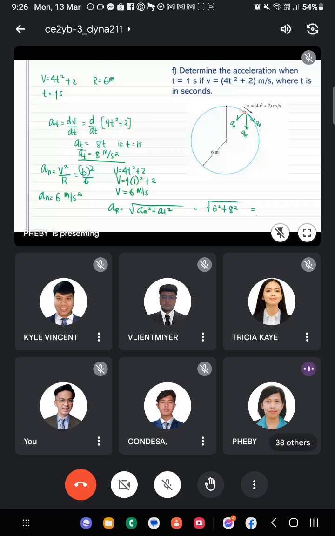May tanong ba dyan sa ating 6 na problems for acceleration, normal, and tangential acceleration? Okay. So, kung wala na tanong dyan sa problems na yan, we now move on to our next problem.